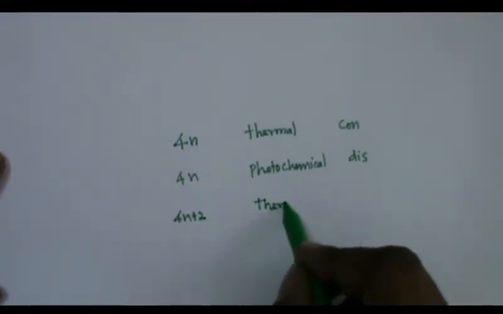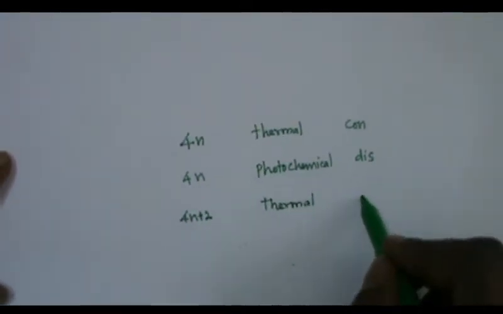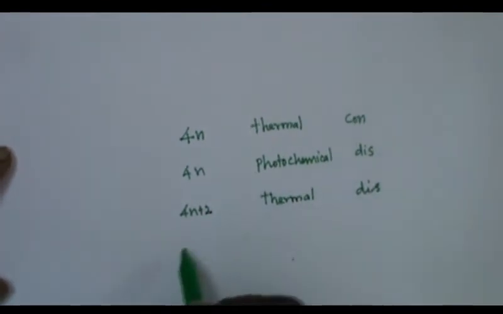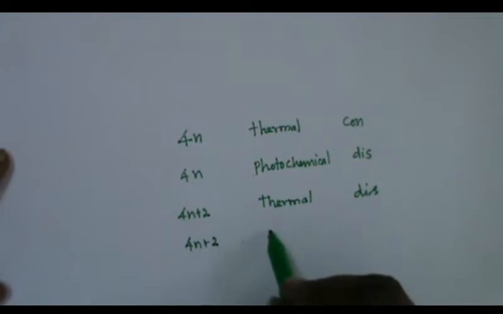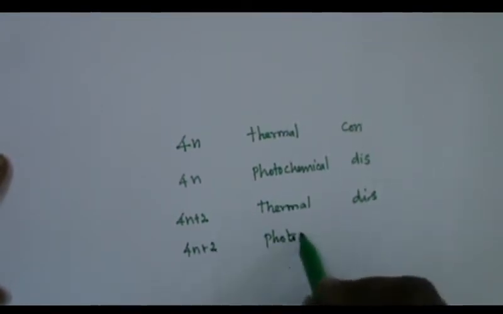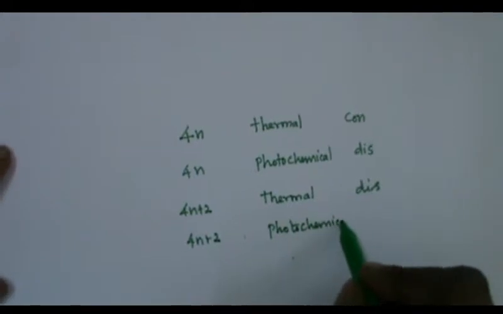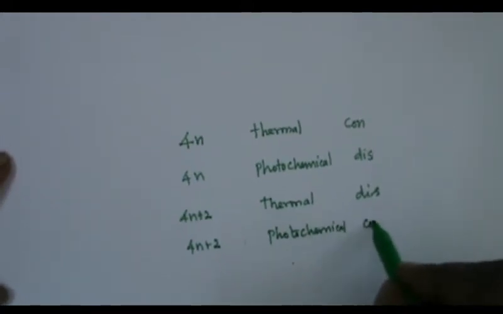thermal, it undergo disrotation. Same 4N plus 2 system under photochemical condition undergo conrotation.